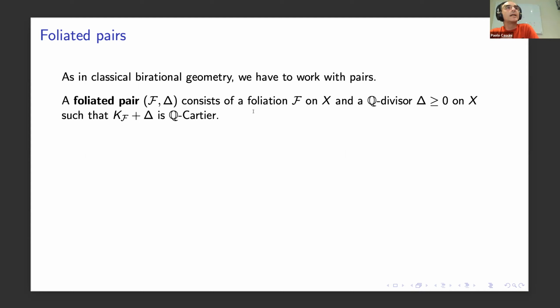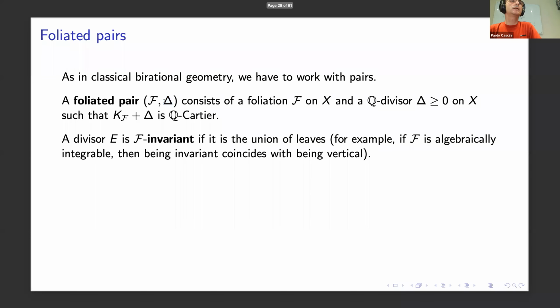So I need to talk about what is the category of foliations that we want to talk about. So we say that a foliated pair consists of the data of a foliation F on a variety X, which is normal, and a Q-divisor Delta, which is effective on X, such that, exactly like before, we ask something to be Q-Cartier so that we allow pullbacks. So in this case, K_F plus Delta is Q-Cartier. So like in classic birational geometry, if you don't like pairs, we can take Delta equal to 0. But some of the results I will mention later will not make much sense in this generality.